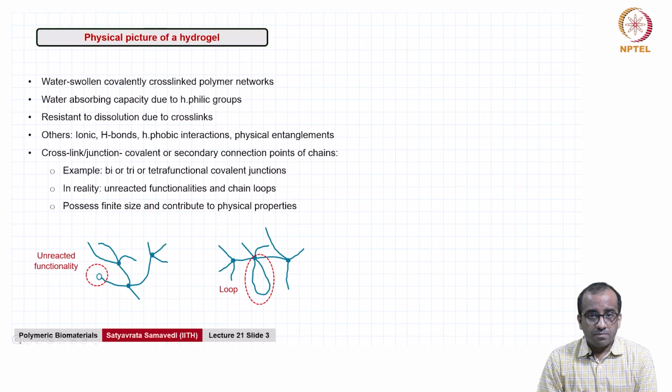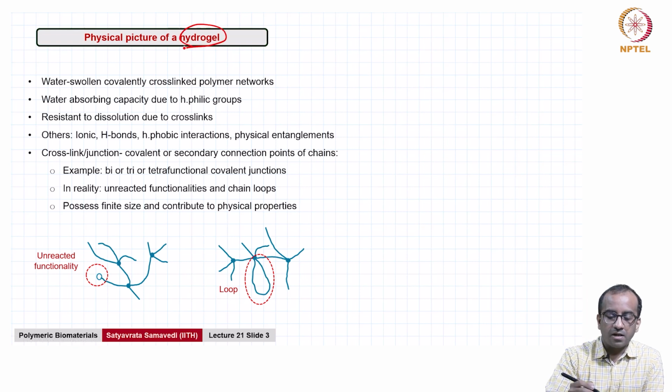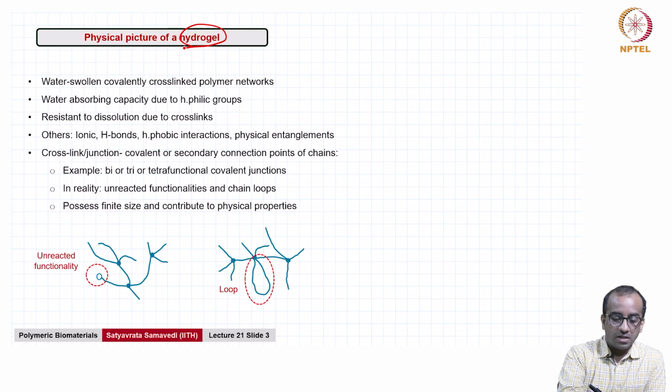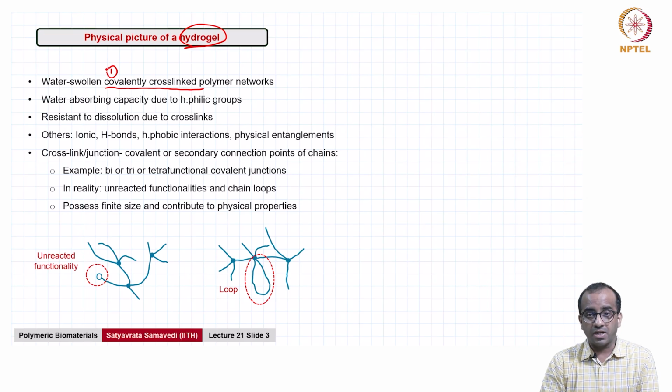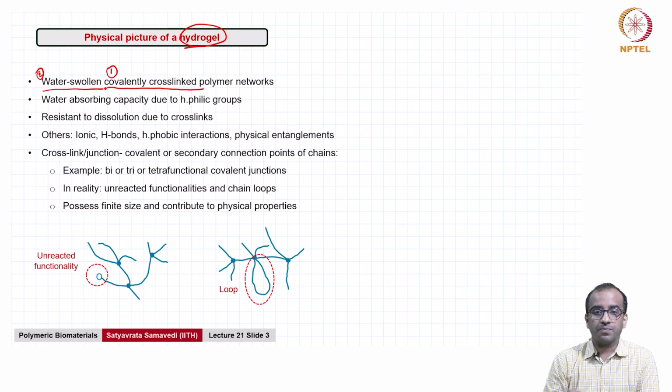So we'll first start by looking at the physical picture of a hydrogel. So hydrogels, as the name itself should indicate, are gel-like structures that can swell in the presence of water. So these are gels that are covalently cross-linked, which is the first important criterion for a hydrogel. Second is they can swell in water.